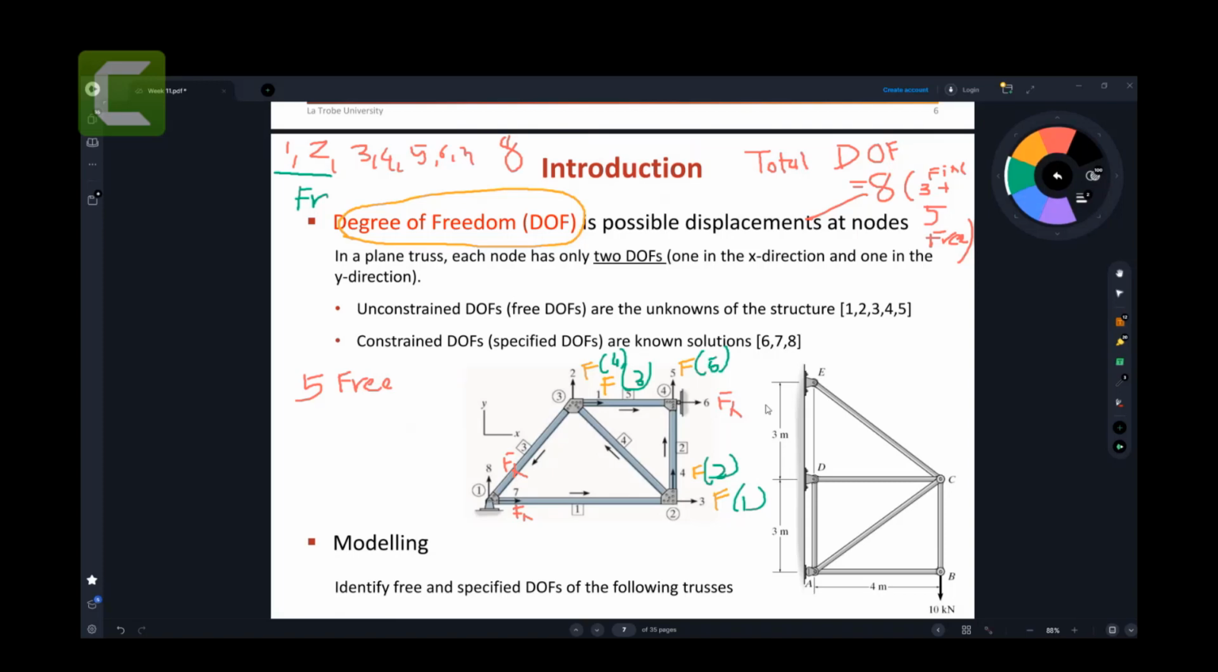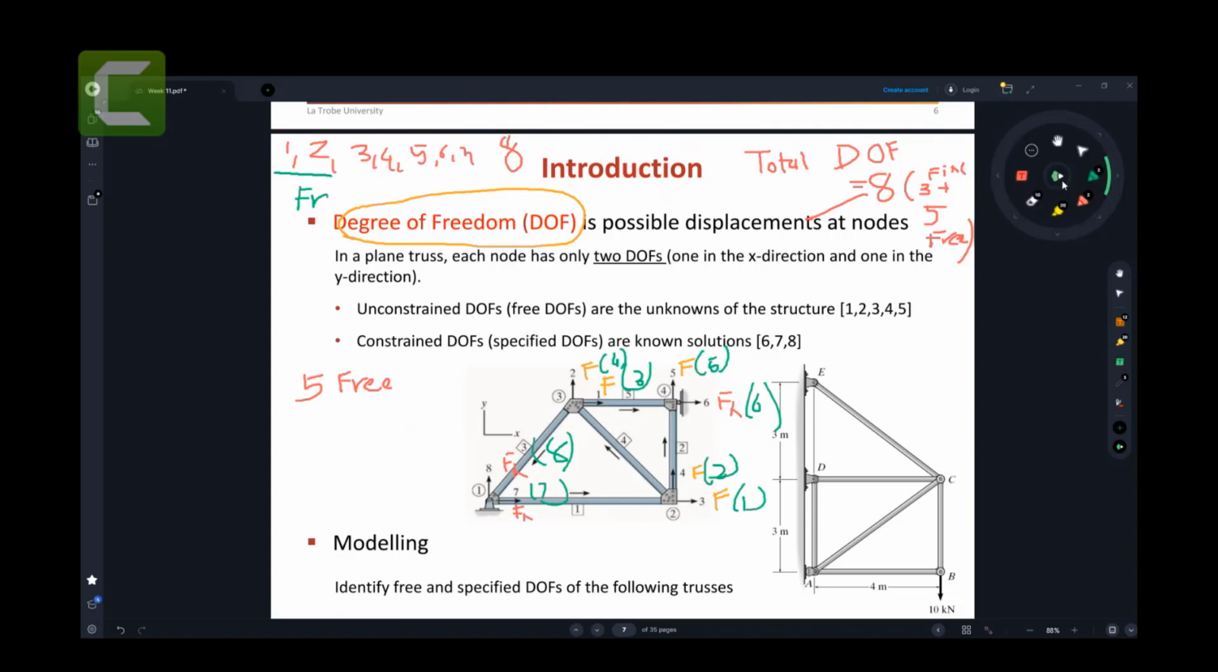And the remaining ones will go with the fixed. Let's say 6, 7, and 8. That does not matter. Within the 5, you can distribute whatever you like: 1, 2, 3, 4, 5, whatever you like. But the first 5, which we divided, will go with the free ones. So the lowest degree of freedom numbering always starts with the free degrees of freedom, and the fixed degrees of freedom get the highest numbers.